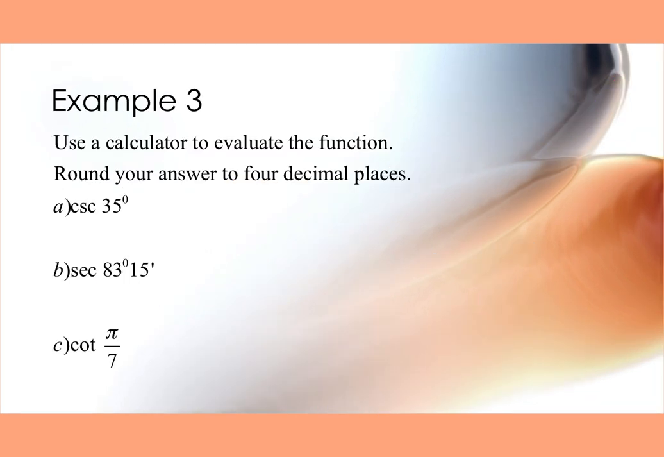All right, example 3 is your calculator. We're back to what we started the day with. It says use a calculator to evaluate the function and round your answer to 4 decimal places. So cosecant would be 1 over sine of 35. It's in degrees, so make sure your calculator's in degrees. 1 divided by sine of 35, and I get 1.7434.